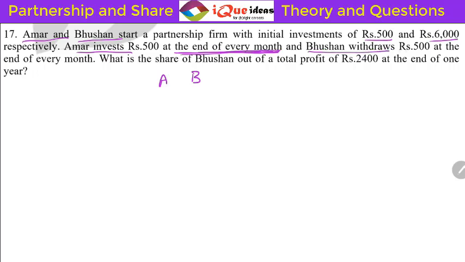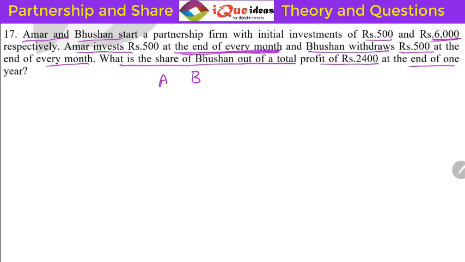And Bhushan withdraws 500 rupees at the end of every month. So the first month Bhushan's investment was 6,000. For the next month, the second month, it will be 500 less, 5,500. Next month it will be 5,000. Next month it will be 4,500, and so on, every month. What is the share of Bhushan out of a total profit of 2,400?